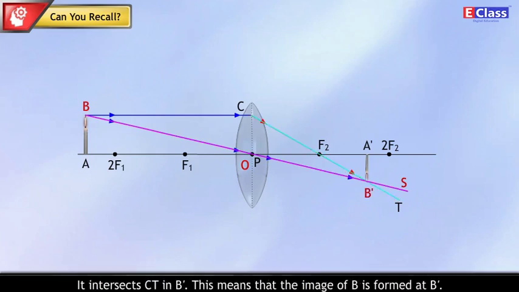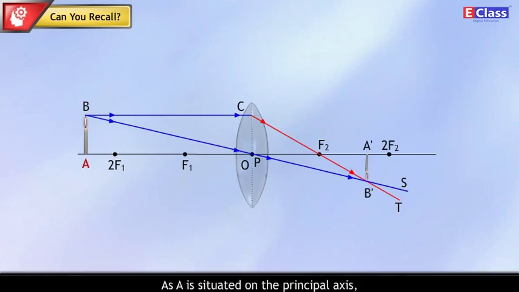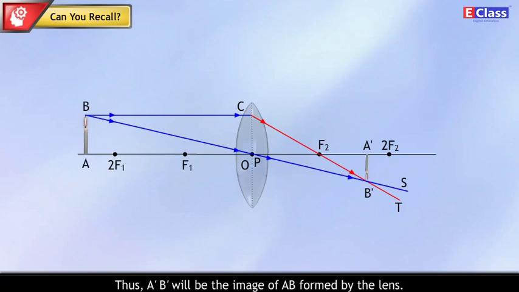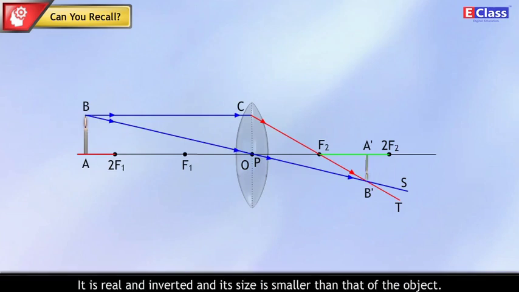It intersects CT in B'. This means that the image of B is formed at B'. As A is situated on the principal axis, its image will also be located along the principal axis at A', vertically above B'. Thus, A'B' will be the image of AB formed by the lens. So, we learn that if an object is placed beyond 2F1, the image is formed between F2 and 2F2. It is real and inverted, and its size is smaller than that of the object.